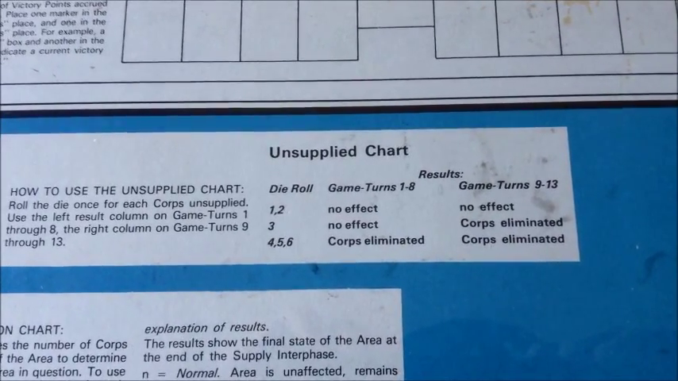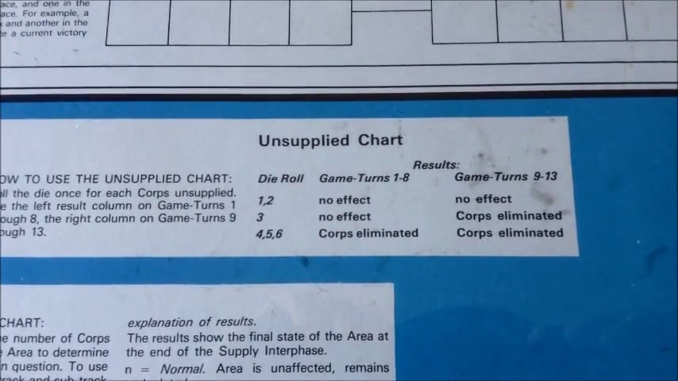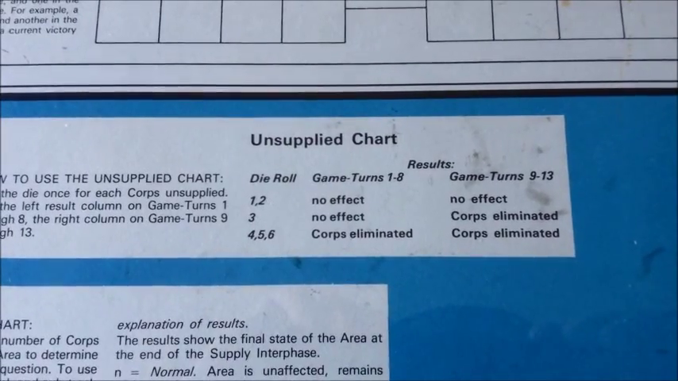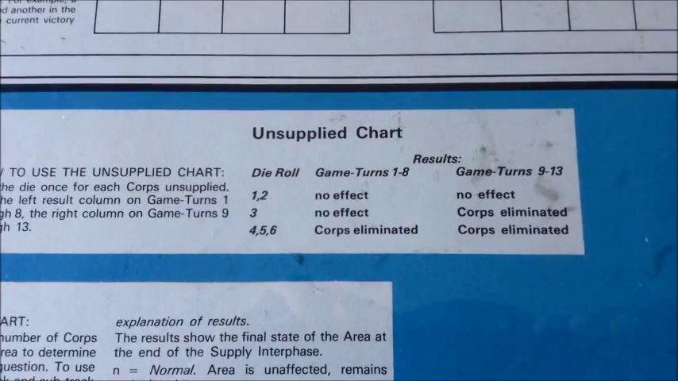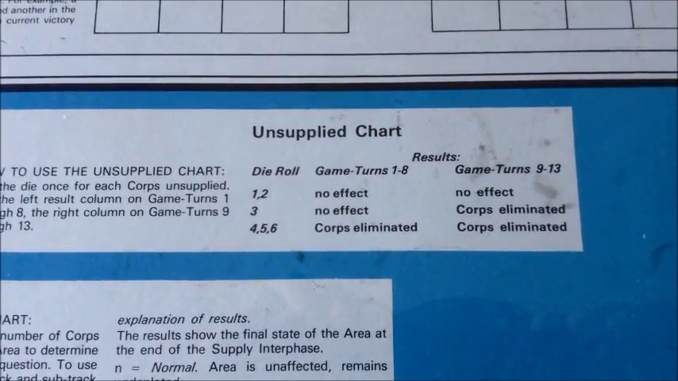If you were unfortunate enough to be unsupplied, you had to roll on this table, and you can see, even from game turns 1 through 8, if you roll a 4, 5, or 6, you're going to lose an entire corps. So it was a very unforgiving game for being unsupplied. You definitely wanted to be in supply if you could.